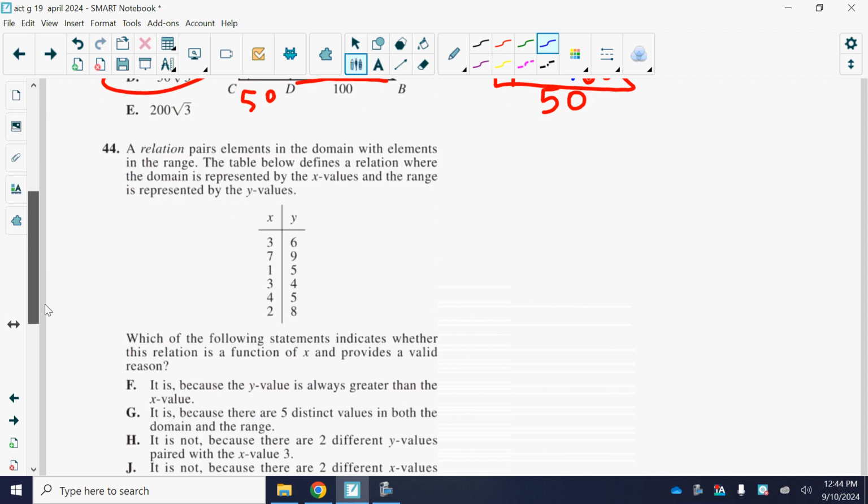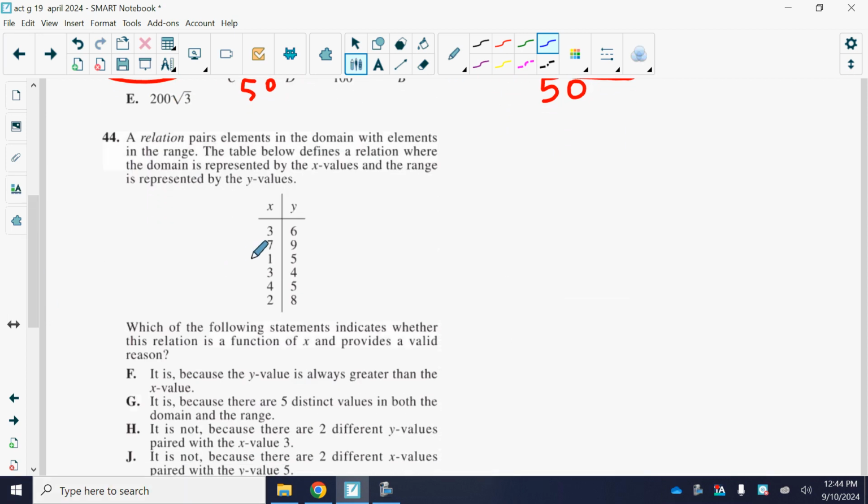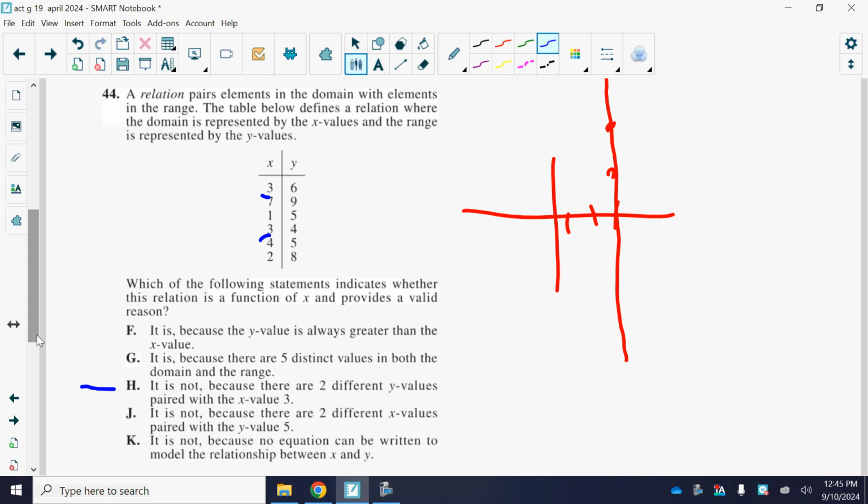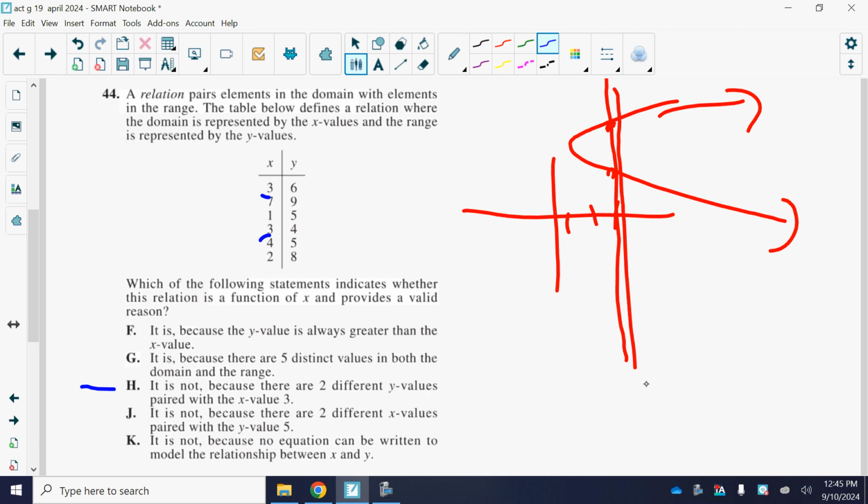This is the old list. Remember, you can't have an x double dipping. So if x is 3, that means the points would be (3, 4) and (3, 6). It would fail the vertical line test. There are two different y's paired with 3. That's the answer H. They could also do that graphically and say, is this a function? And the answer would be no, it fails the vertical line test.